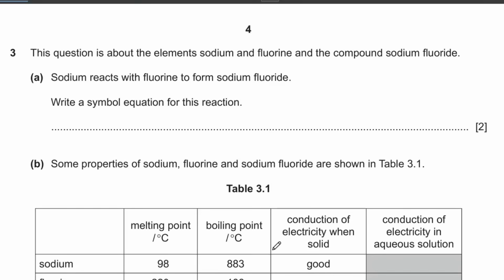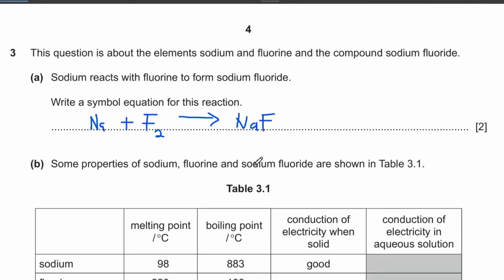Question 3. This question is about the element sodium and fluorine and the compound sodium fluoride. Sodium reacts with fluorine to form sodium fluoride. Write a symbol equation for this reaction. For this, just follow the sentence and write their symbols. Very simple. You have sodium reacting with fluorine, that means plus fluorine. The symbol of fluorine is F, but fluorine is in group 7. Group 7 elements are diatomic, so that means it's going to be F2, to form sodium fluoride.